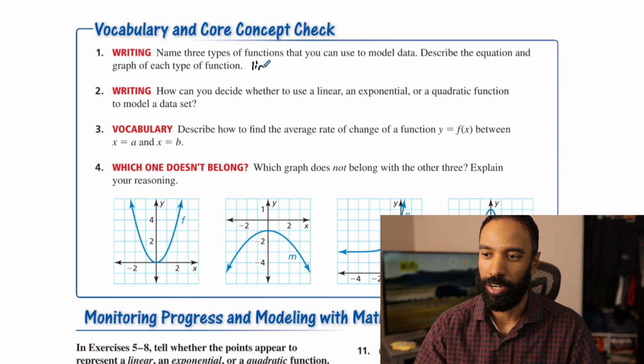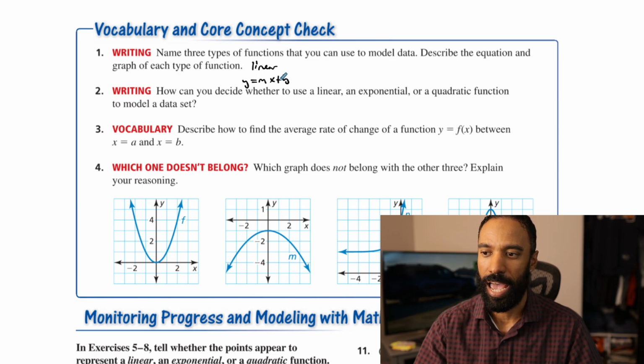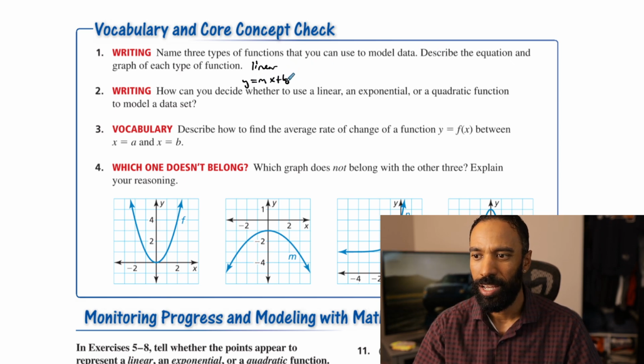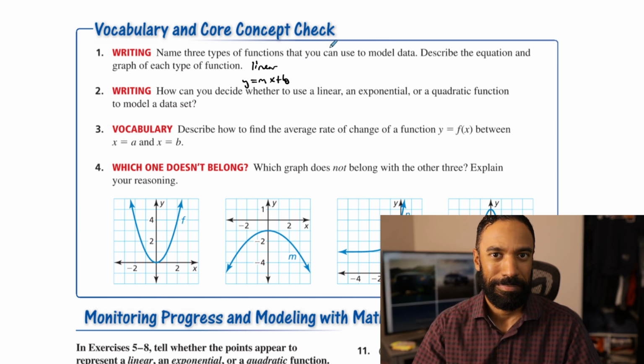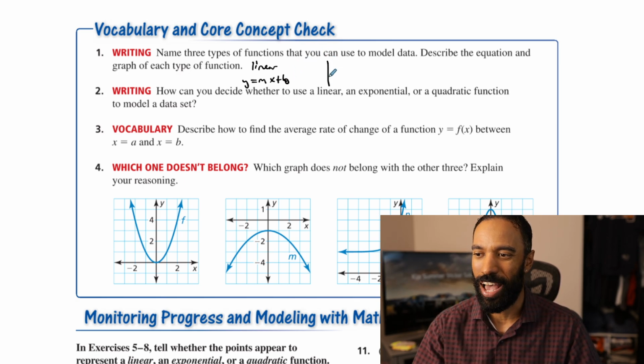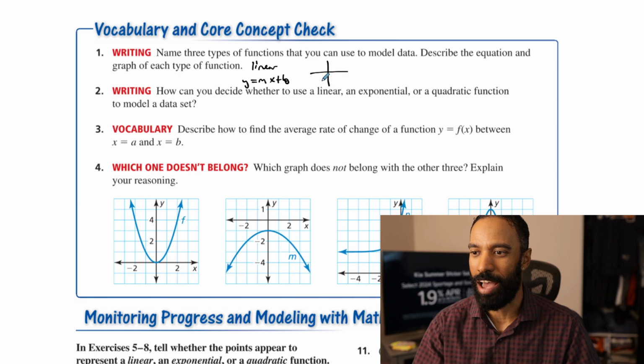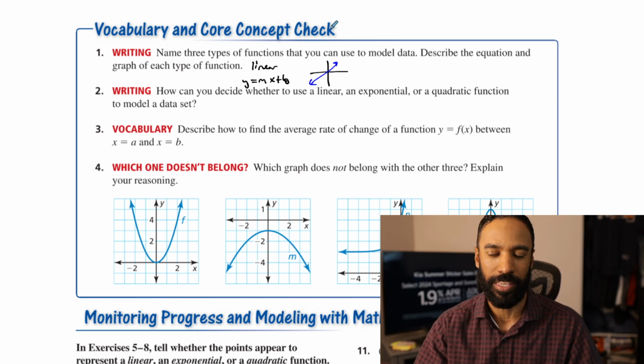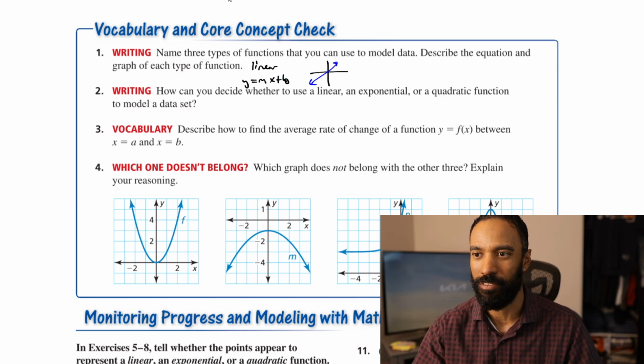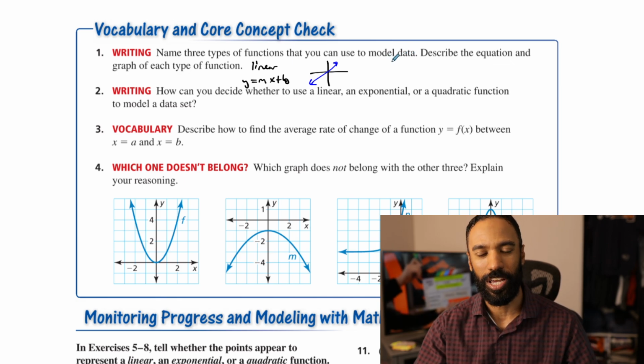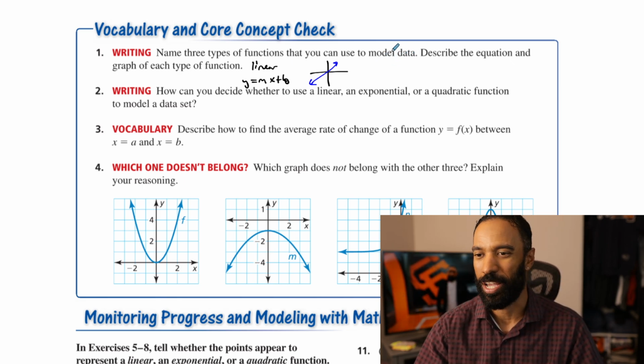So there's linear, which is a y equals mx plus b kind of equation. It says describe it. It's linear. It has a straight line, a constant path, and then a graph for this would look like this. I'm going to fit this within this area, guys. I'm sorry if this isn't enough here. It's just the vocabulary and core concept check.